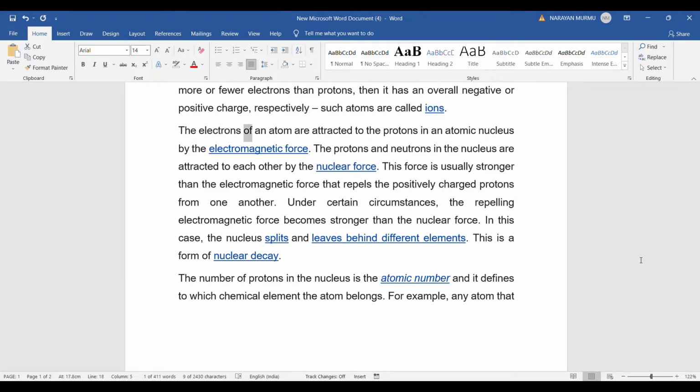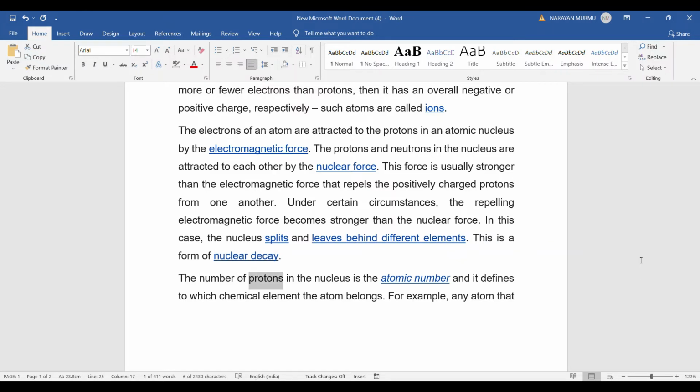The electrons of an atom are attracted to the protons in an atomic nucleus by the electromagnetic force. The protons and neutrons in the nucleus are attracted to each other by the nuclear force. This force is usually stronger than the electromagnetic force that repels the positively charged protons from one another. Under certain circumstances, the repelling electromagnetic force becomes stronger than the nuclear force. In this case, the nucleus splits and leaves behind different elements. This is a form of nuclear decay.